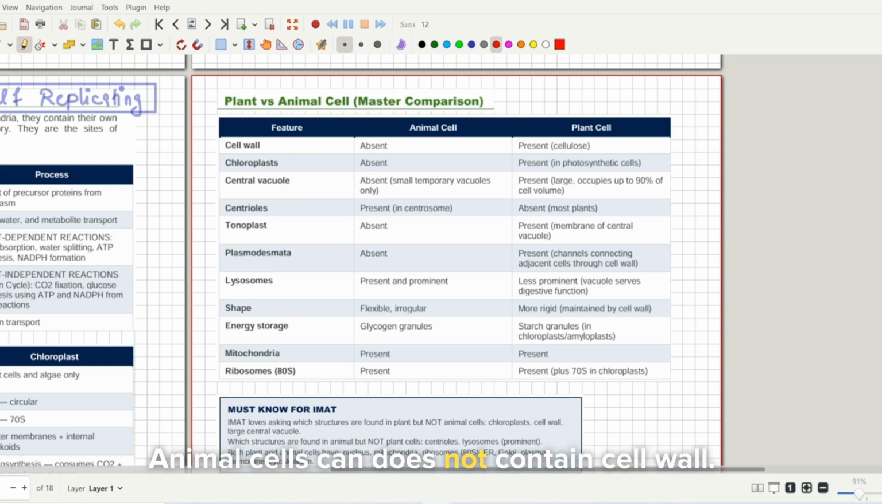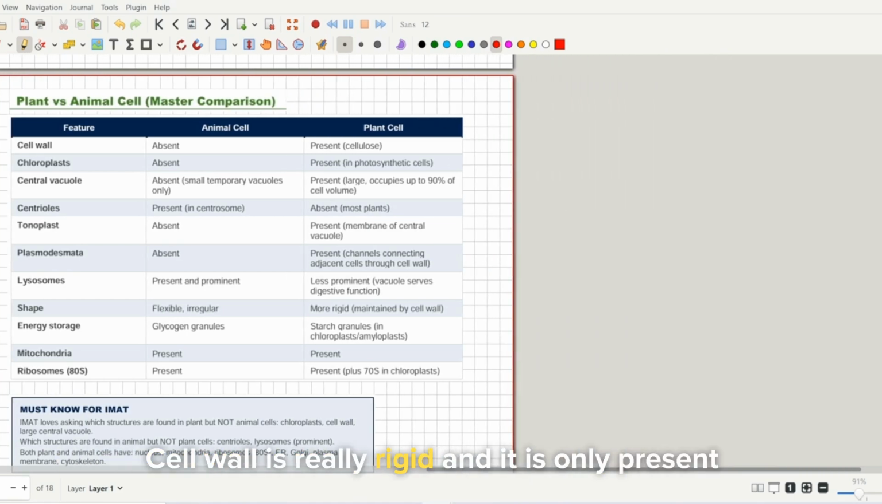Animal cells do not contain a cell wall. The cell wall is present in plant cells. Why? Because the cell wall is rigid and is only present in plant cells. As you can see, trees and different plants are really rigid and hard. The reason is the cell wall. The cell wall is really hard and rigid, and that gives shape to the plant cells.